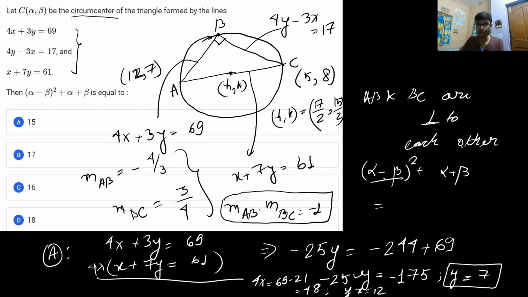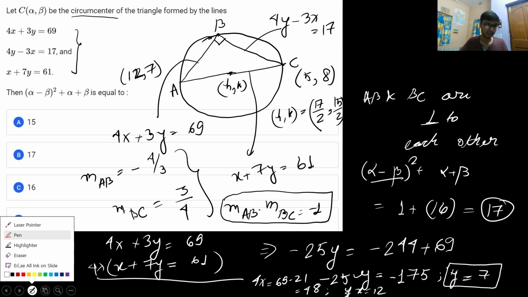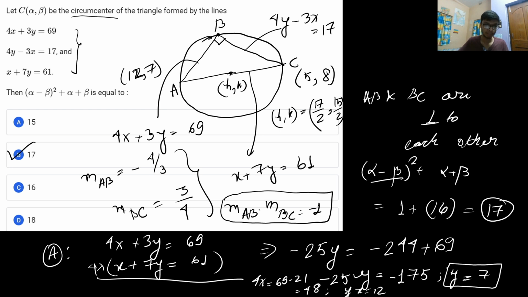So alpha minus beta is 17 minus 15 by 2, that means 2 by 2, that is 1. So 1 square is 1, and alpha plus beta is equal to 16. You can do it yourself: 17 plus 15 is equal to 32, and 32 by 2 is equal to 16. So the answer will be equal to 17. So the right answer to this problem will be option number B.